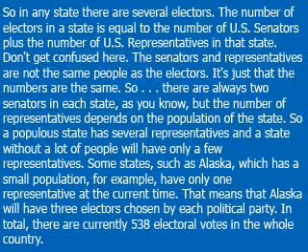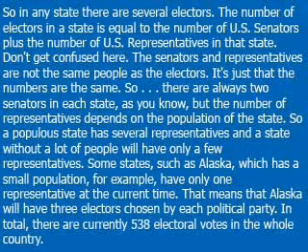The number of electors in a state is equal to the number of U.S. senators plus the number of U.S. representatives in that state. Don't get confused here. The senators and representatives are not the same people as the electors. It's just that the numbers are the same.